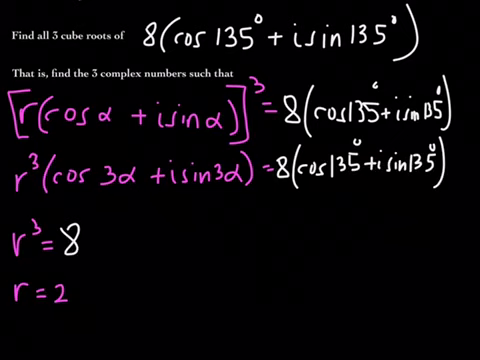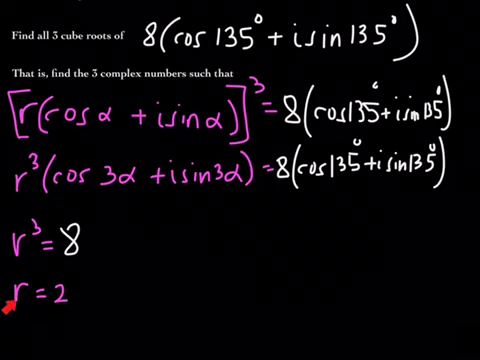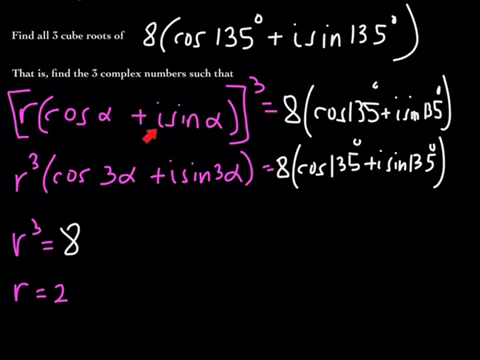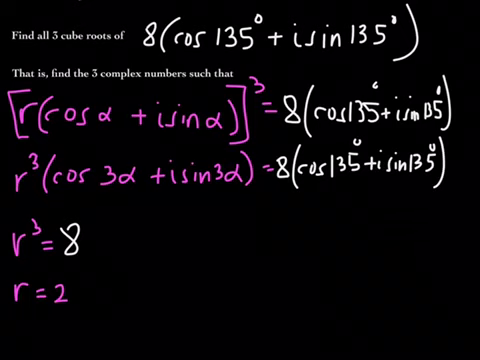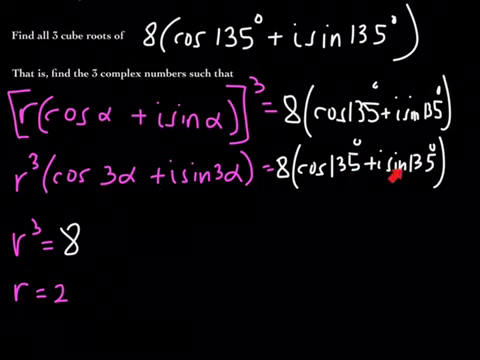So what we just found is that the absolute value, or the modulus, of my cube roots is 2. There are 3 of them, by the way, and each of those 3 cube roots will have modulus 2. Now, the other thing we want to equate is that cosine 3 alpha plus i sine 3 alpha must be equal to cosine 135 degrees plus i sine of 135 degrees in order for this equation to be equivalent.